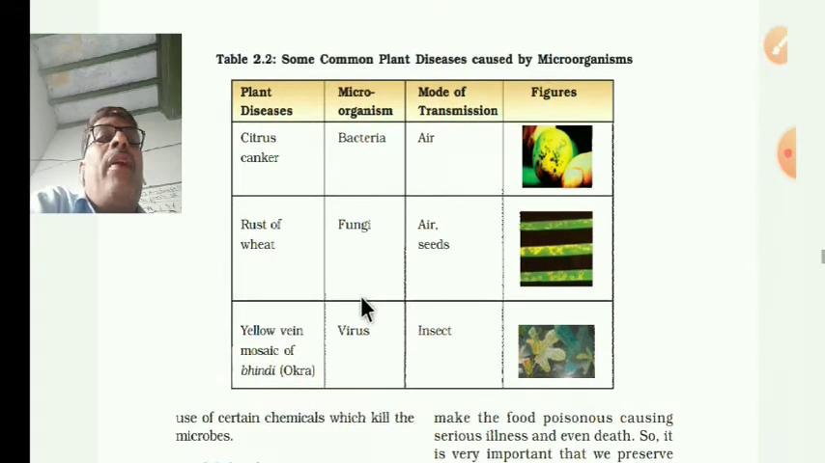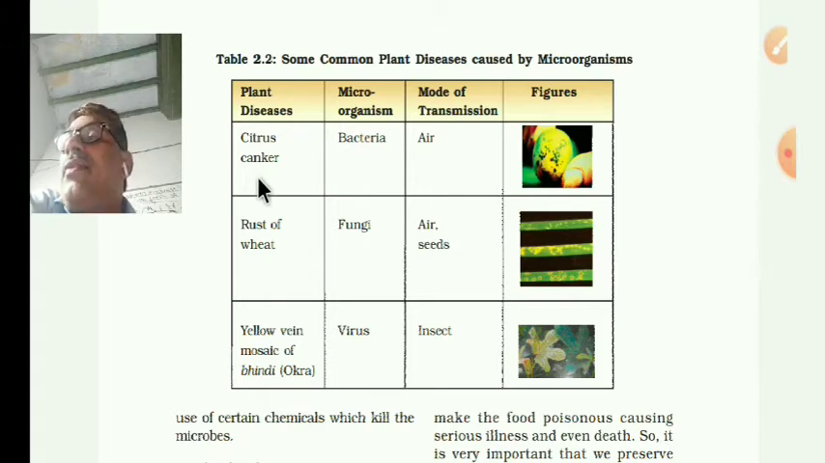What are some common plant diseases caused by microorganisms? Citrus canker is one, caused by bacteria. So what is the problem? The infection occurs on the stems, leaves, and fruits of citrus trees. Mode of transmission is through the air. See here, on the surface of the lemon, there are spots. Like this, the problem arises due to citrus canker.